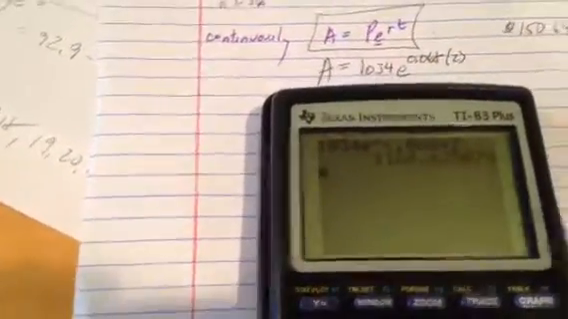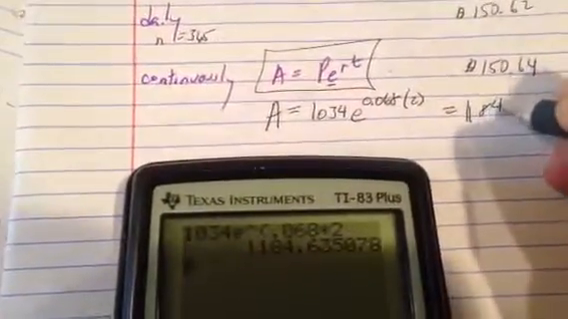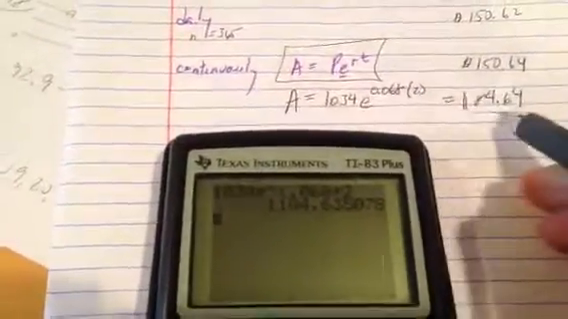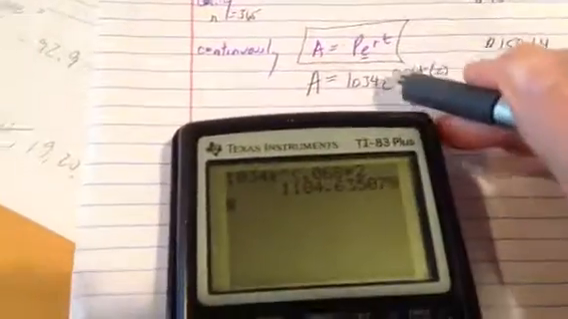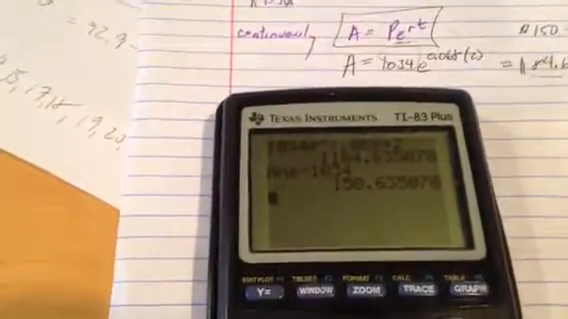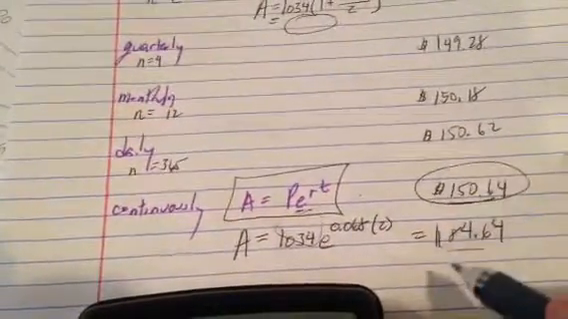So I'm going to just do 1,034 times e to the 0.068 times 2, and I'll get 1,184.64, roughly. And so that means that that's my final amount. If they want the interest, I'll subtract the initial 1,034, and get $150.64 in interest if I compound continuously.